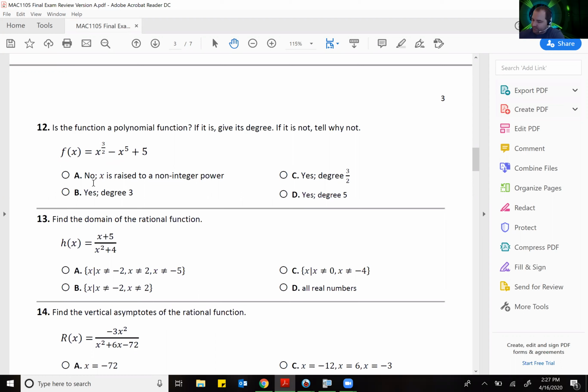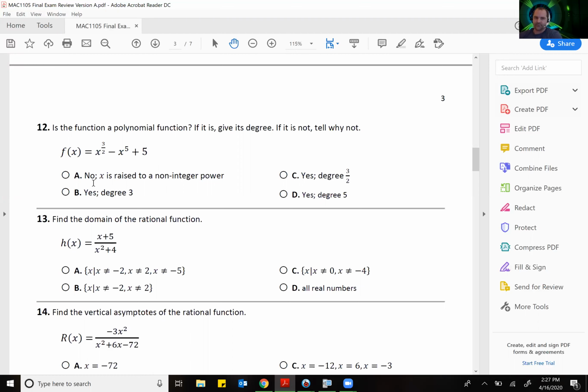All right, number 13. Hey, we've already talked about this. And again, this is coming straight from section 5.3, we're dealing with rationals, although we've already talked about this earlier. So we want to find the domain of the rational. How do we find domains of rationals? We take the denominator, equal it to 0. You got it.